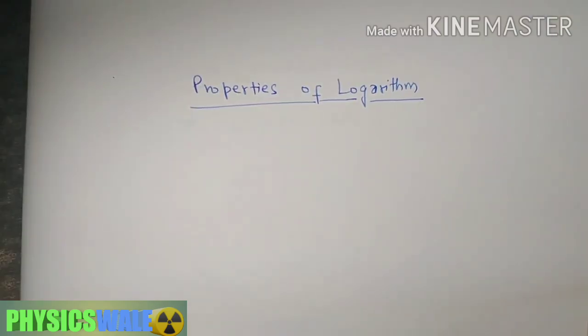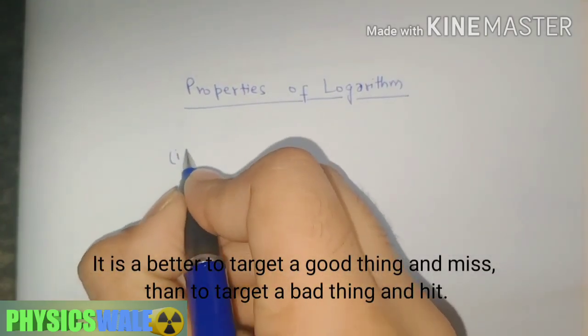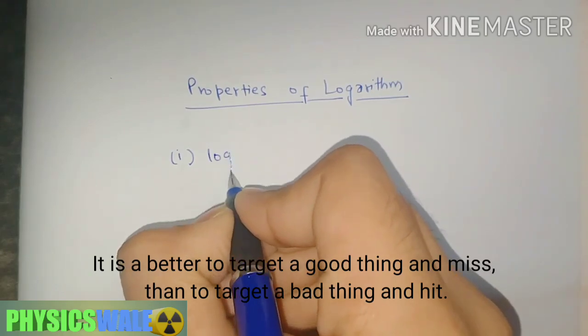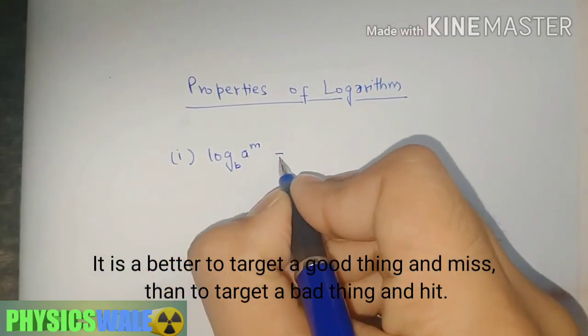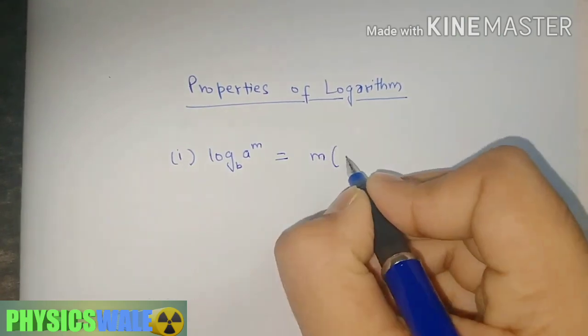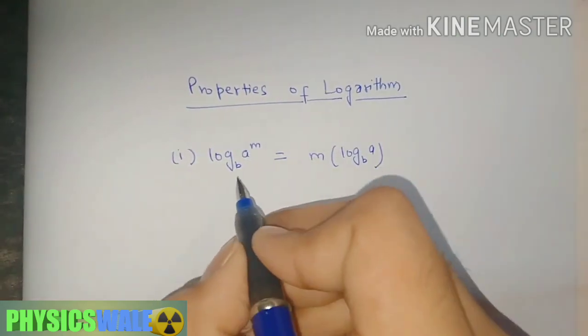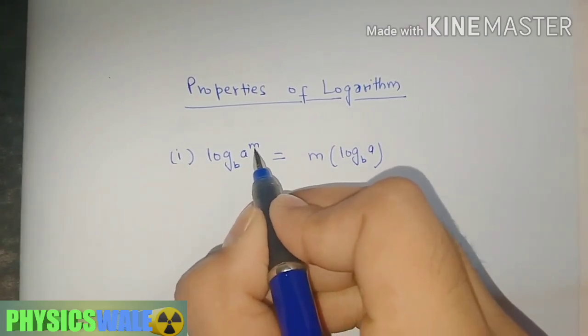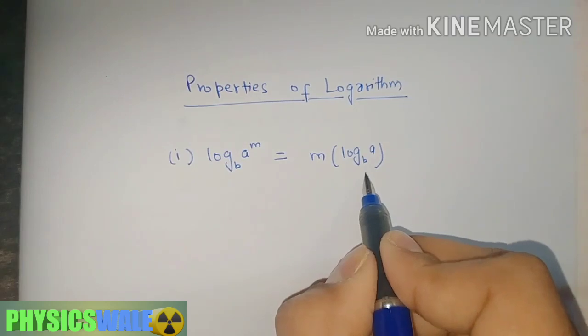Now we will be learning some properties of logarithm. First property: log of a raised to the power m to the base b is equal to m times log of a to the base b. That is, if this number is in the form of a raised to the power m, this m can be taken out and we can write it like this.